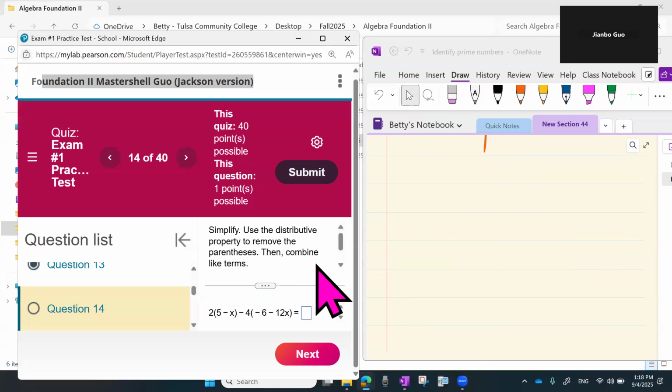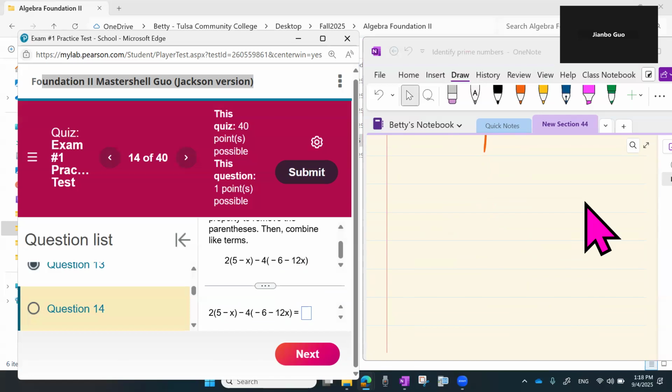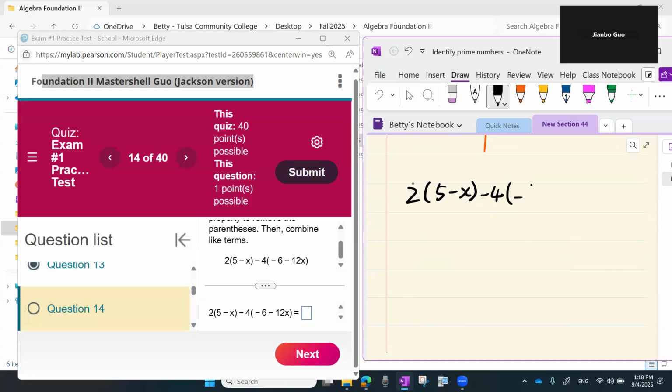Simplify. Use the distributive property to remove the parentheses. Then combine like terms. Okay, let's see this one. 2 times parentheses 5 minus x, close parentheses, minus 4 times parentheses, negative 6 minus 12x, close the parentheses.